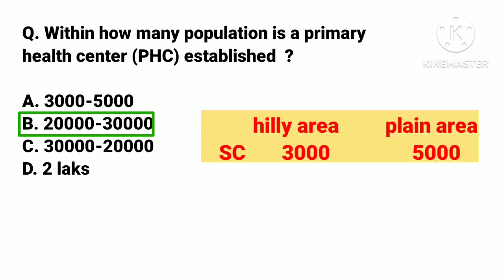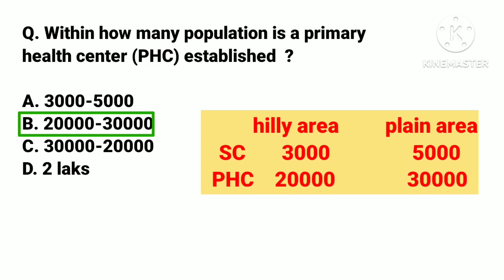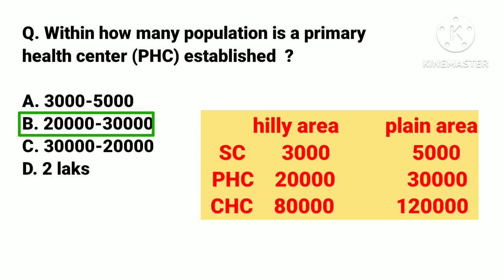Here we can see sub-center. It is established in hilly area at 3,000 population and in plain area at 5,000 population. If asking about primary health center, it is established in hilly area at 20,000 population and in plain area it is established in 30,000 population. If asking about CSC, it is established in hilly area at 80,000 population and in plain area at 1,20,000 population.